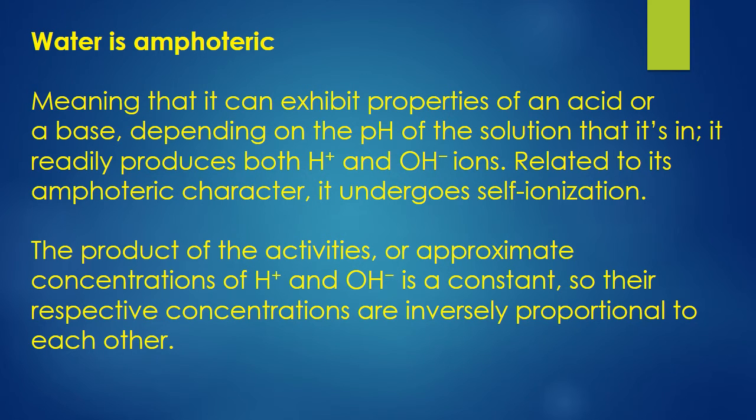So water is amphoteric, meaning that it can exhibit properties of an acid or a base, depending on the pH of the solution that it's in. It readily produces both H-positive and OH-negative ions. Related to its amphoteric character, it undergoes self-ionization. The product of the activities or approximate concentrations of H-positive and OH-negative is a constant, so their respective concentrations are inversely proportional to each other.